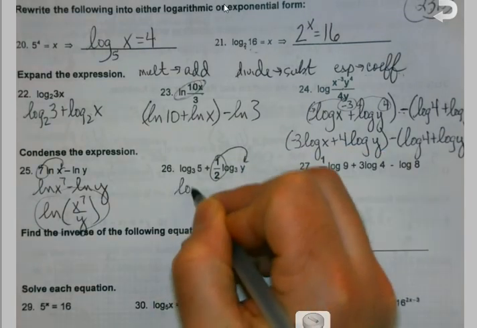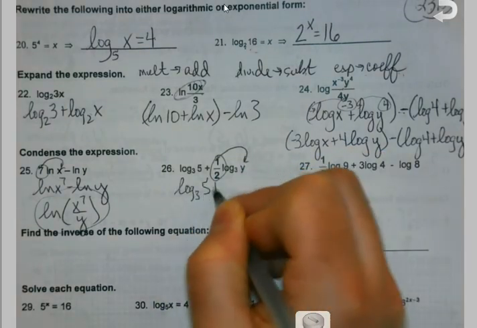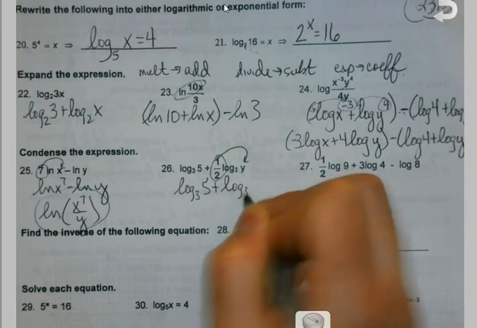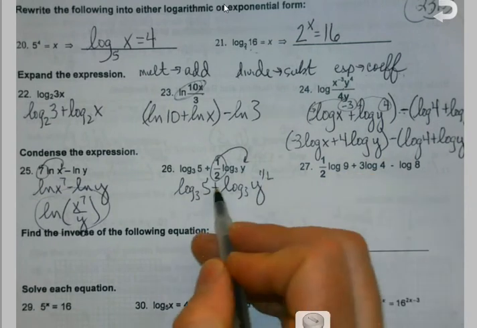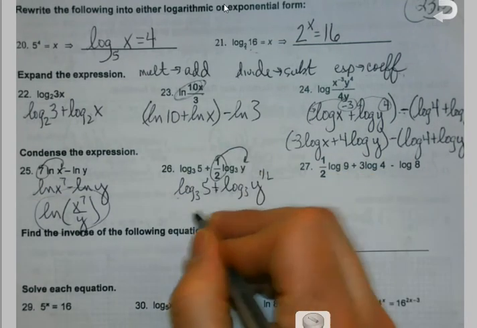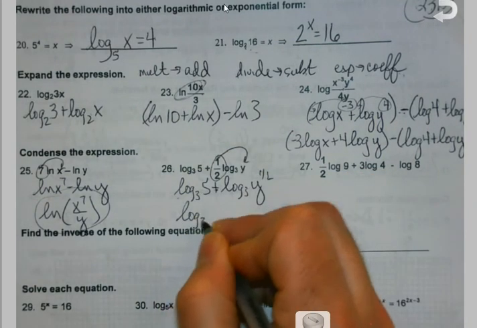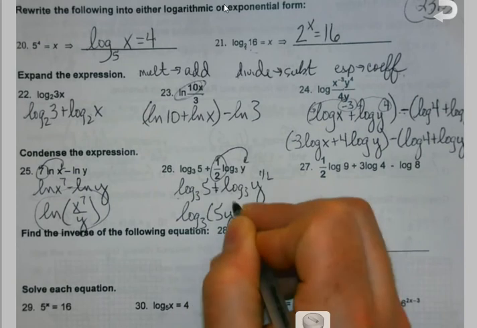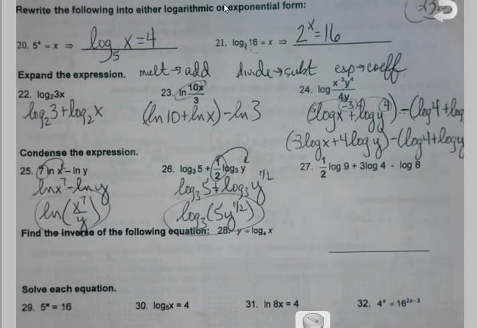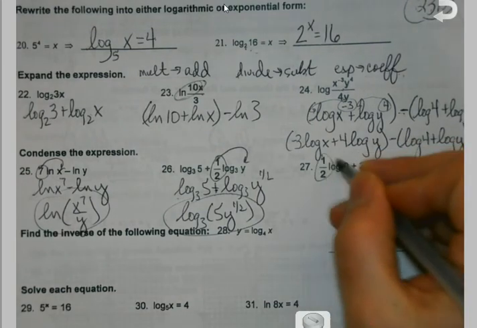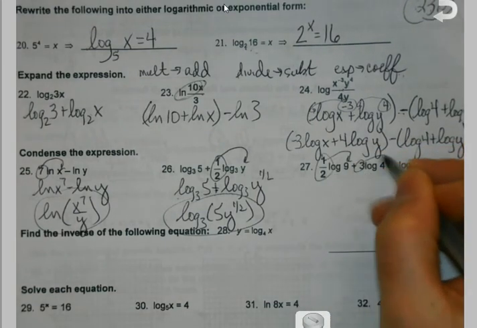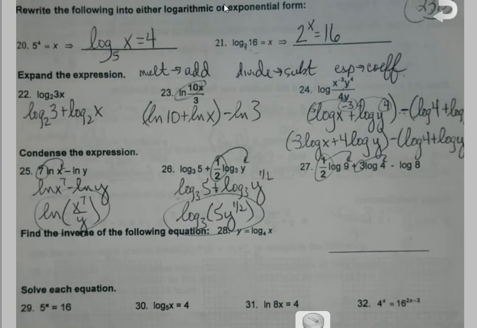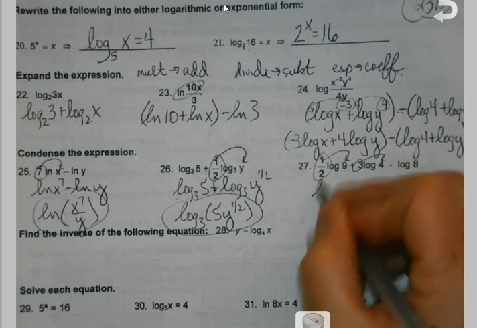Coefficients back to exponents. Add becomes multiply. 5y to the 1/2. Everything just goes backwards from what I was doing up in the expand part. Ooh, lots of fun here. So let's see.